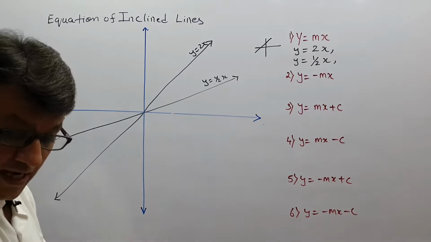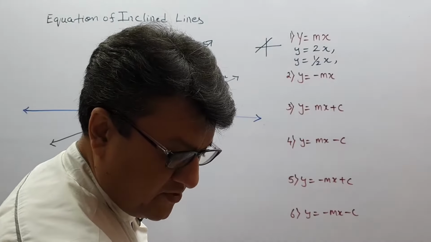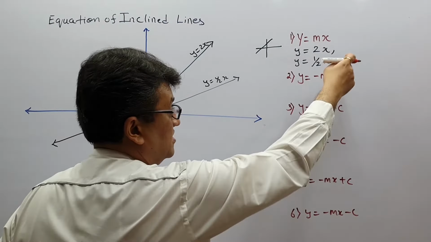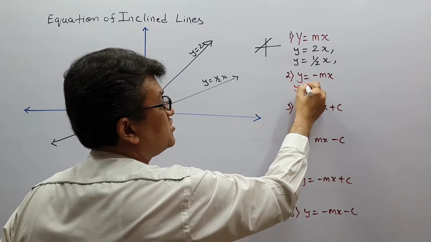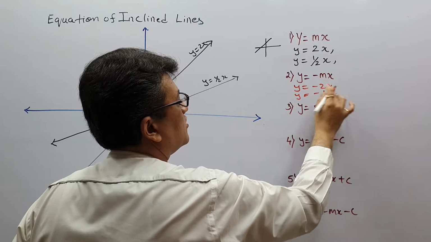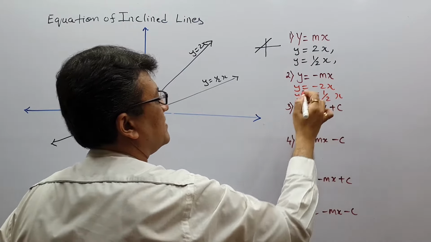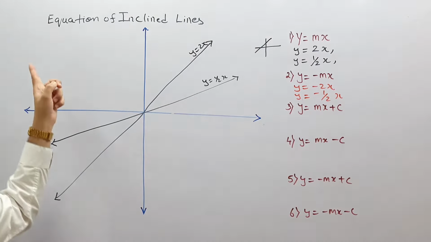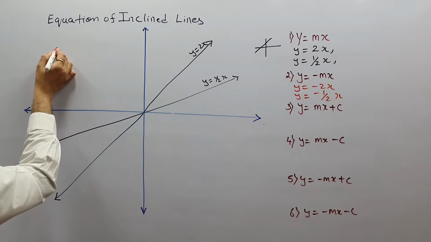Now comes y equals mx. Let me use a different marker. y equals minus mx. So it is here. I'm so sorry for the earlier thing. So y equals minus 2x or y equals minus half x. It has to be from the second to the fourth quadrant, passing through the origin.